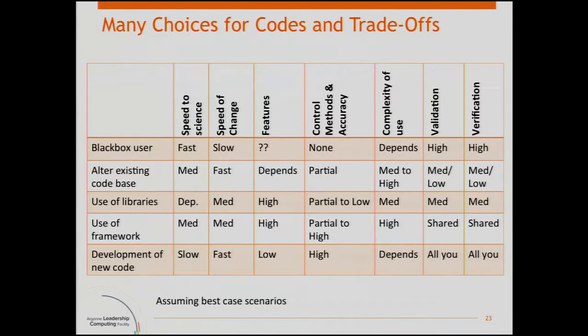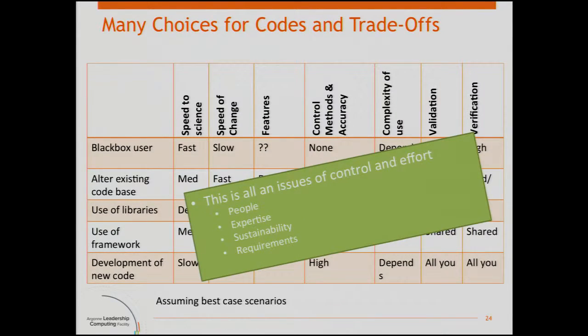But this gets to why this chart is a little bit funny. The speed of change is fast if you have the ability at that point to throw everything aside and go deal with the bug or implement the new physics that you need. The point really is that there are huge trade-offs. It's all an issue of control and effort. I don't mean control here in a bad way, like some people who talk about control, like, I need to own everything. This is not that. It's where do you have the control and where are you putting your effort? In any part of that spectrum, from libraries or new codes to black box users, you're making a pretty big trade-off. You just need to be cognizant of it and know how that will impact you.